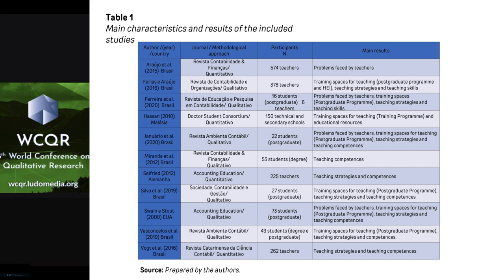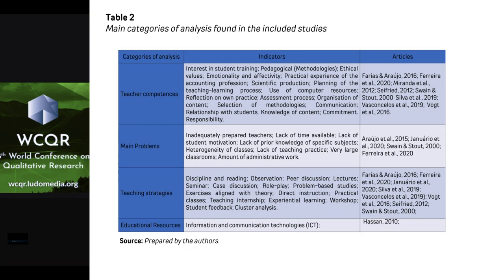Descriptive characterization. The main characteristics of the studies included are shown in Table 2. The first stage was carried out in order to identify some characteristics of the publications, such as year of publication, country of study, scientific journals, nature of study. Analyzing the studies included allowed us to identify four main categories of perspectives on the training of accounting teachers, namely teacher competences, teaching strategies, educational resources, and main problems.